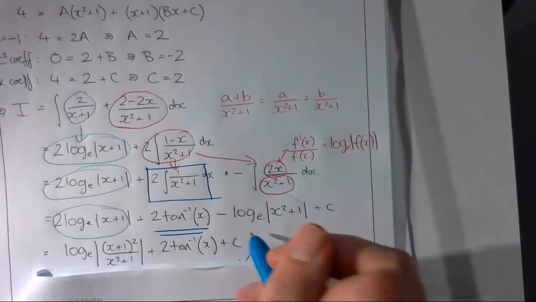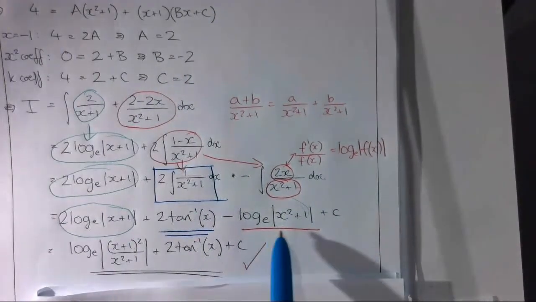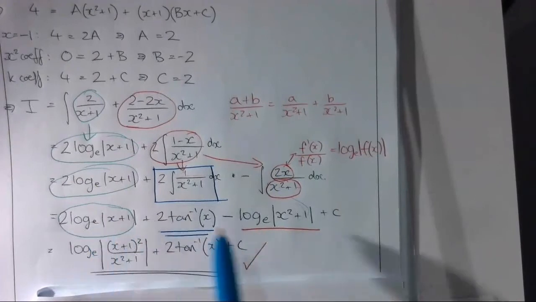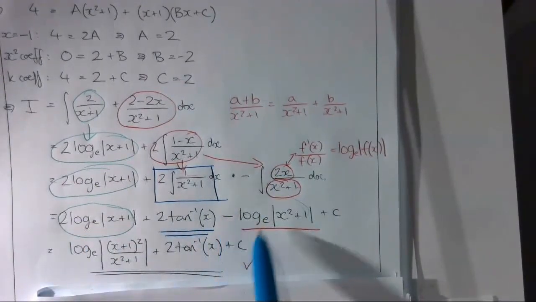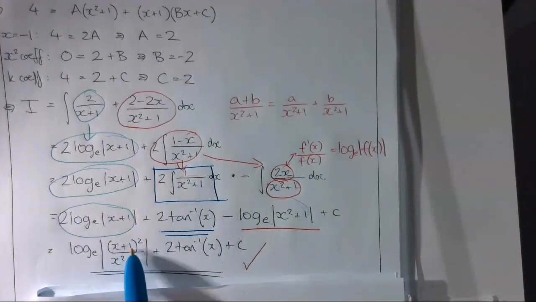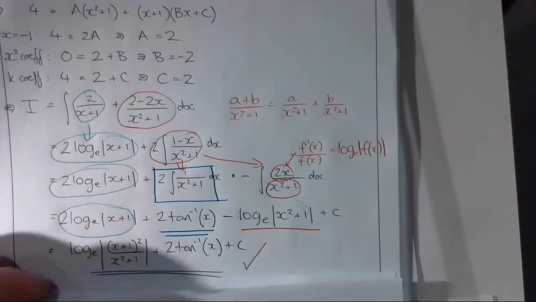So we split into 3 parts, and then just for neatness with our final answer, even though they came about from different parts of this, we combine the 2 log bits together. We've got the subtraction, so it's divide, so it's log of x plus 1 squared over x squared plus 1 plus 2 times tan inverse of x plus c, always plus c.